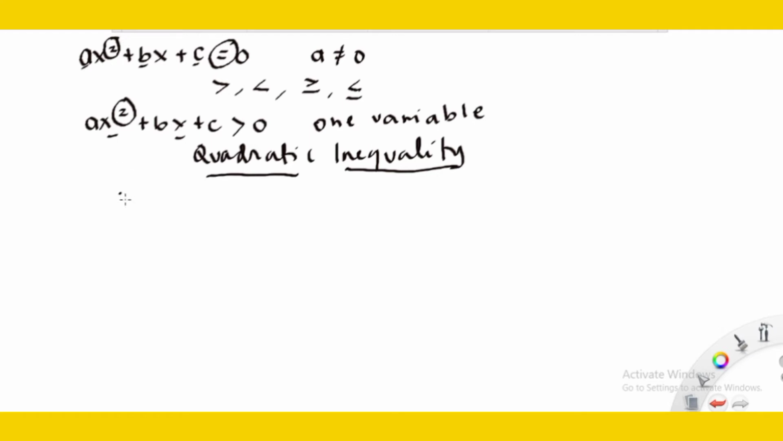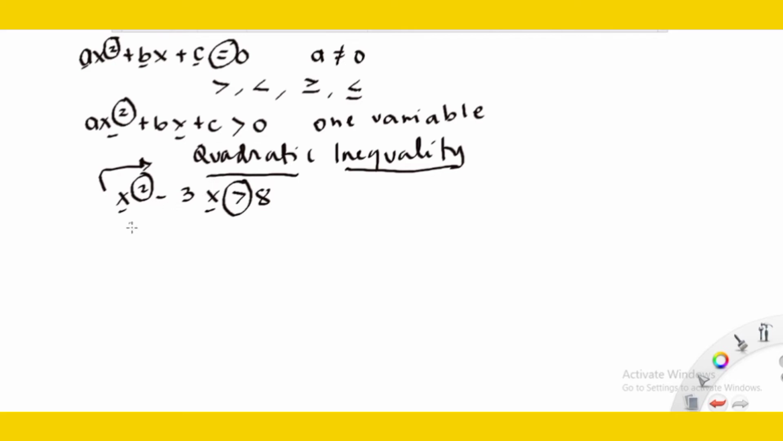Let's say we have x squared minus 3x is greater than 8. So this is an example of a quadratic inequality because the symbol used is an inequality symbol which is greater than, and the degree is 2. That is why this is quadratic. And this is quadratic inequality in one variable because the variable that you can see is x.